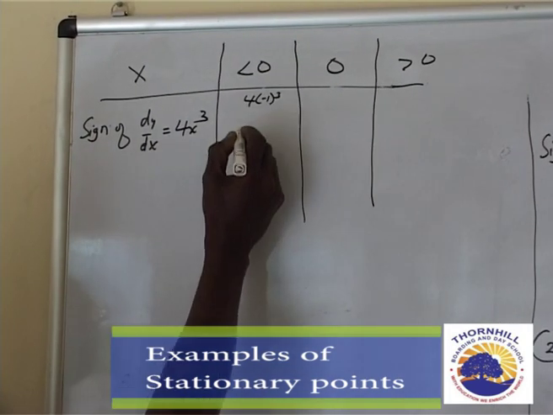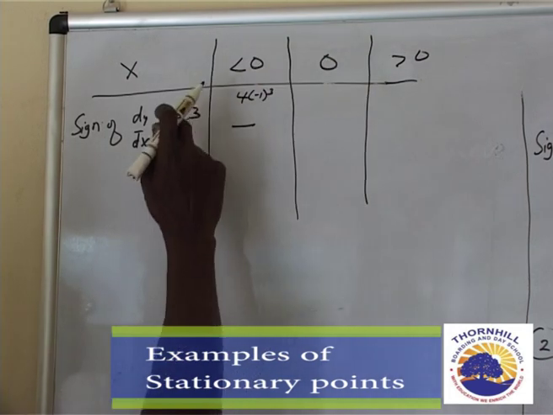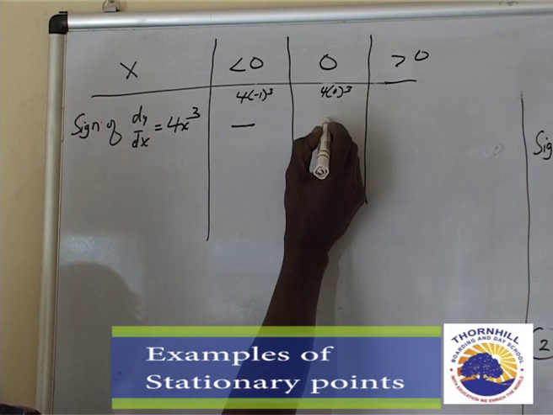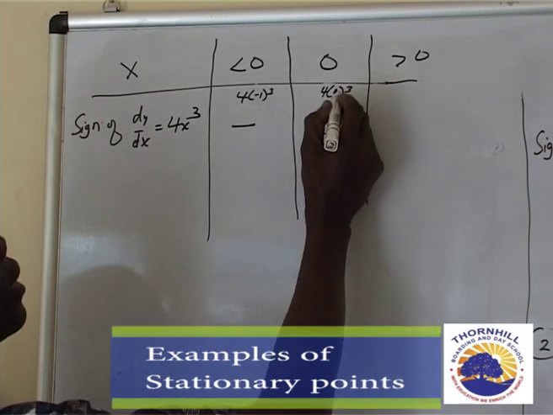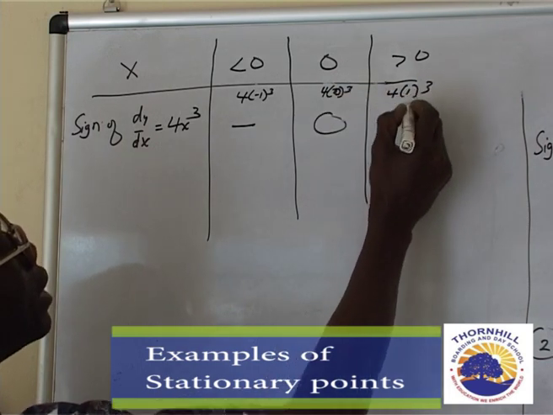And this will give you negative. When you put 0 here, you have 4 times 0 to the power 3. This will give you 0. Then you pick 1: 4 times 1 to the power 3. This is positive.